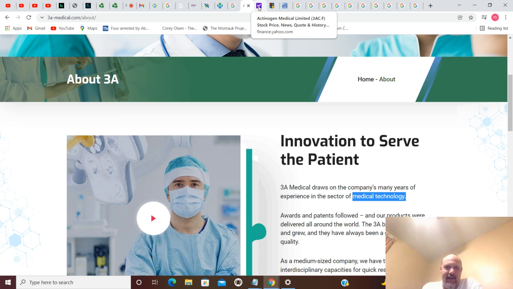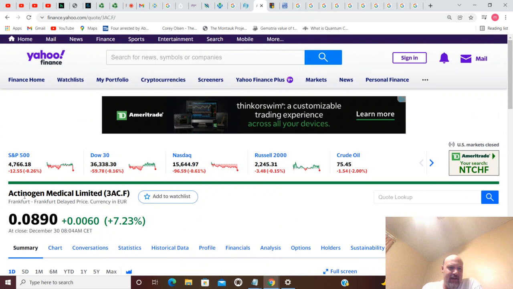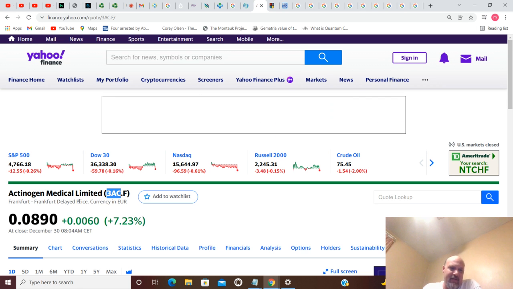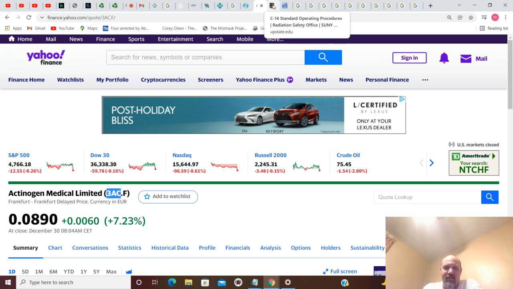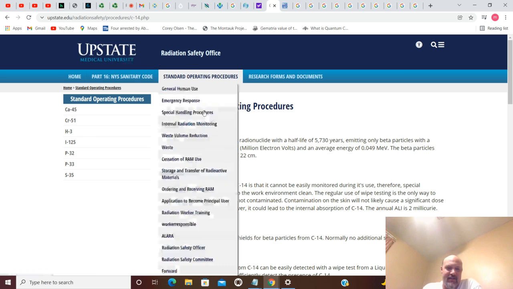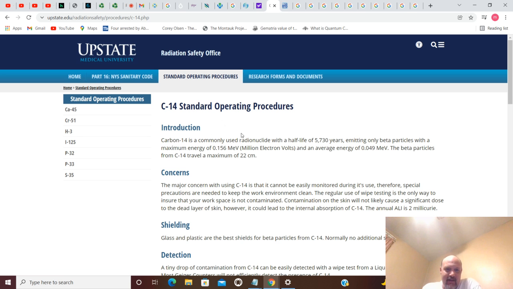And if you move on from that, you have 3AC. And 3AC is Actinogen Medical Limited, 3AC, right here on the Frankfurt. So here's a medical company on the stock market, on the Frankfurt Exchange. If we move on from that, you have C14. And C14 is C14 standard operating procedures. And this deals with radiation safety, Upstate Medical University. So this deals with radiation safety. 14C, standard operating procedures. All right.